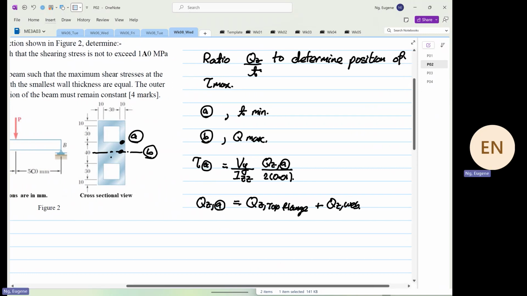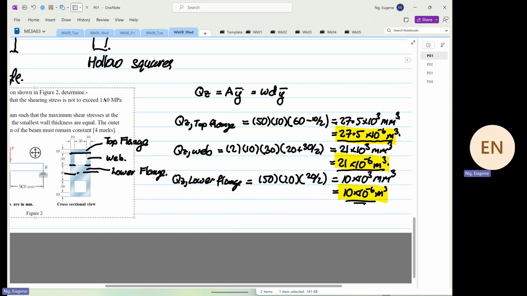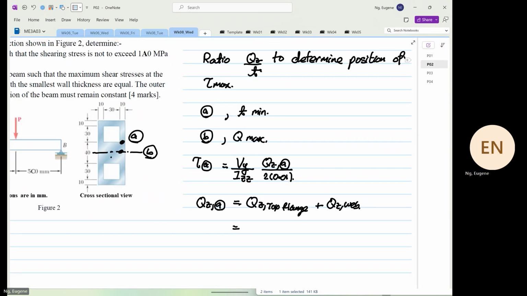So from here, Qz on the top flange, if I quickly refer back, is 27.5 times 10 to the power minus 6 plus 21 times 10 to the power minus 6. We add this up, 27.5 plus 21, we have 48.5 times 10 to the power minus 6 meter cube.